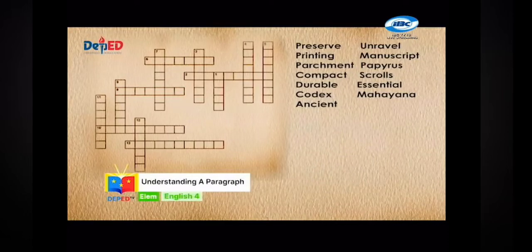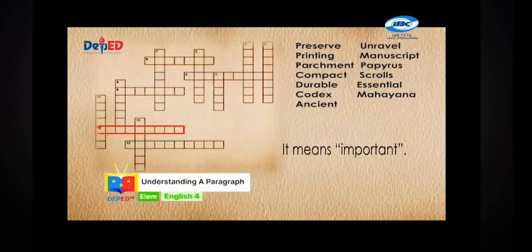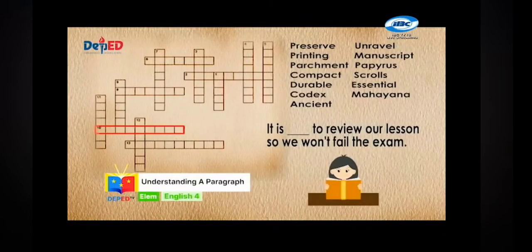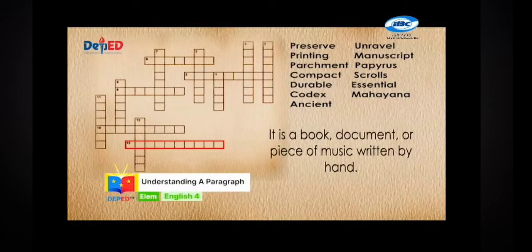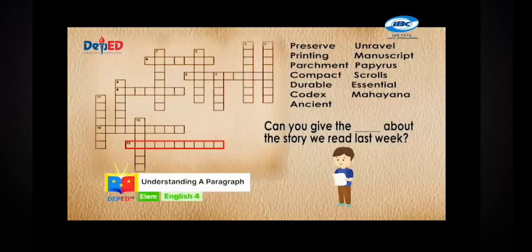We're almost there. Number 10, 9 letters. It means important. It is to review our lesson so we won't fail the exam. And for the last item, number 13, it is a book, document, or piece of music written by hand. Can you give me about the story we read last week?